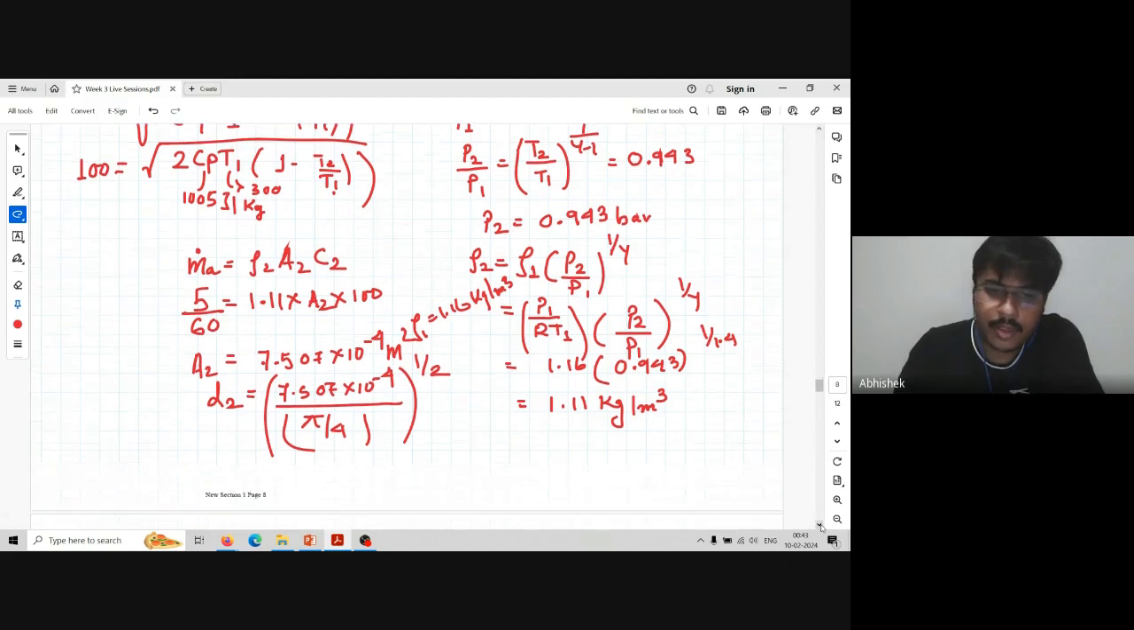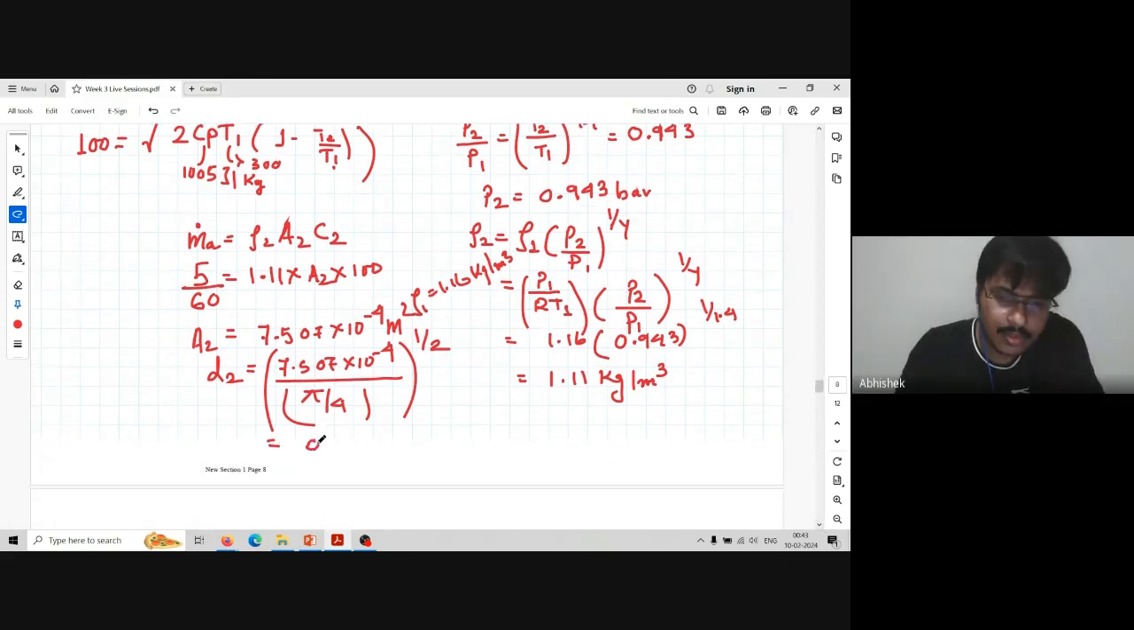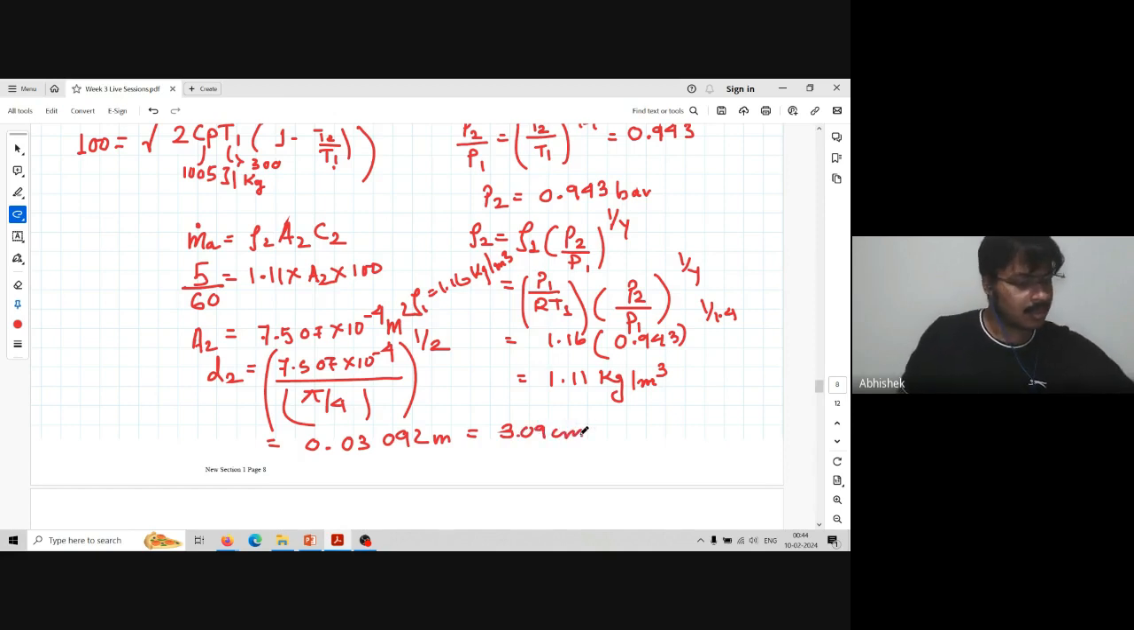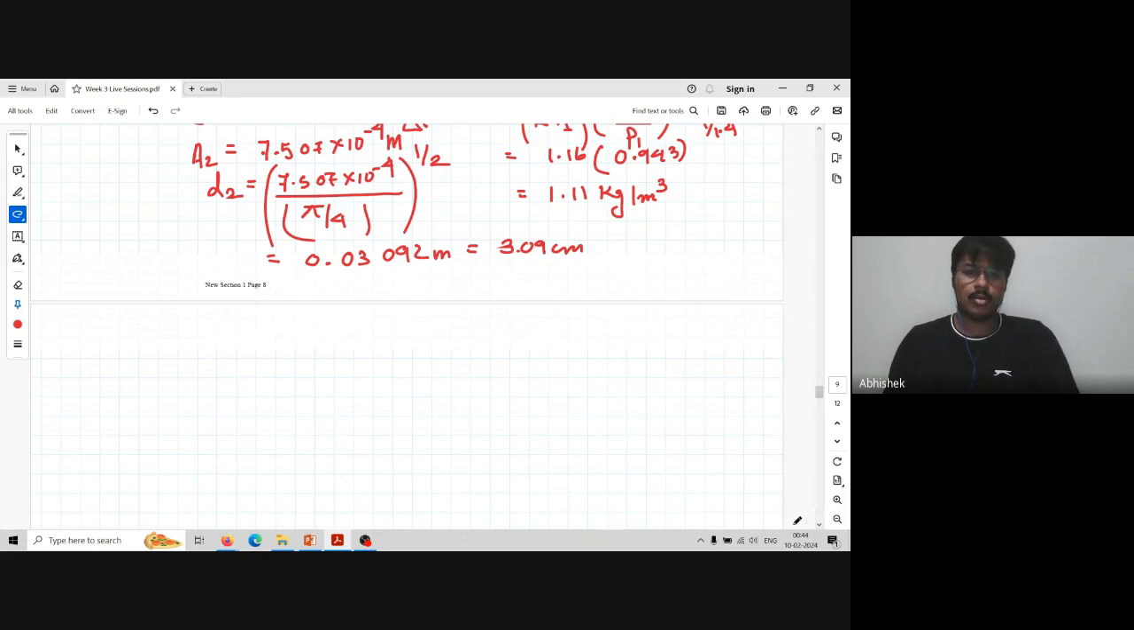Correct? Are you following? Yes, sir. So you will get 0.03092. This one is in meter. So the orifice diameter is 3.09 cm. Somewhere around this you are getting. Okay. Once that is done, the orifice is done.